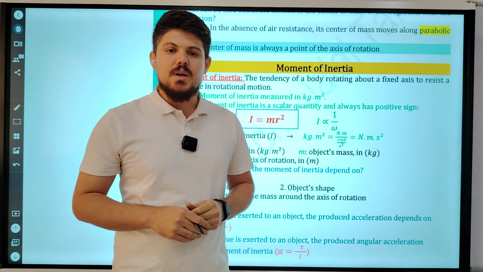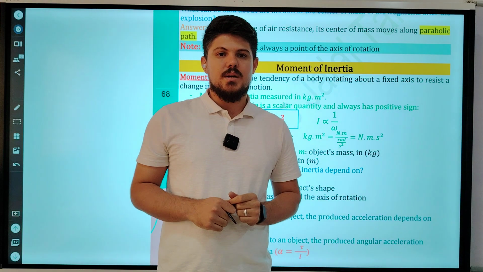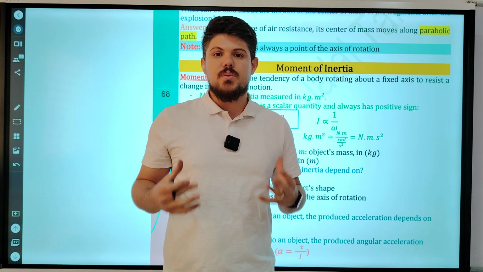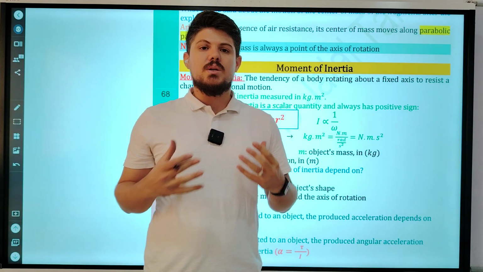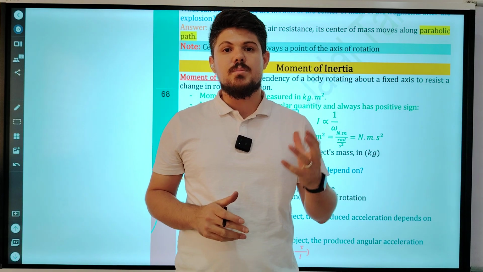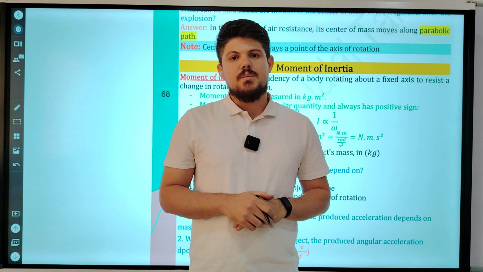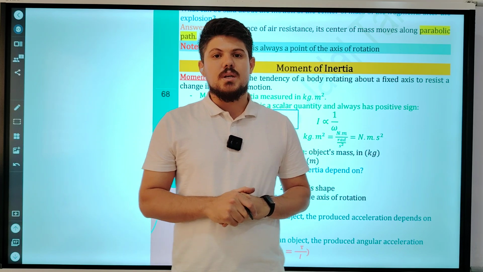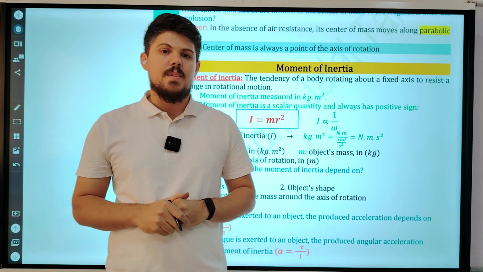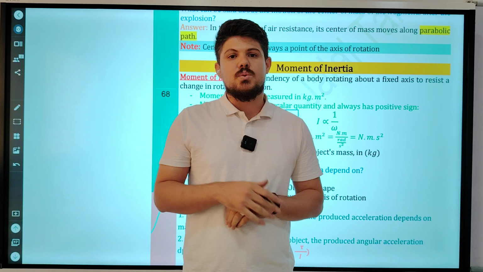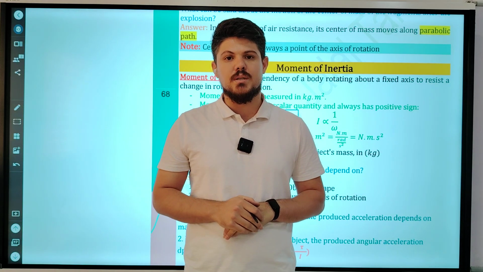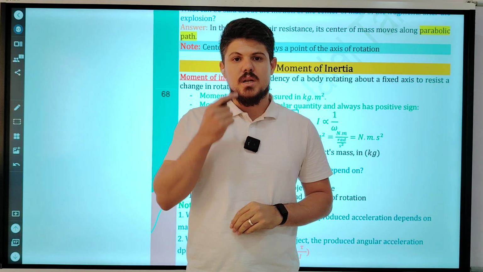On today's lesson, we're going to explain the moment of inertia for rotational motion. But before we get started with the new lesson, I would like to remind you of the previous lesson. Remember, in the previous lesson, we explained the center of mass and center of gravity of an object. The center of mass of an object is a point at which all the mass is concentrated when analyzing translational motion.